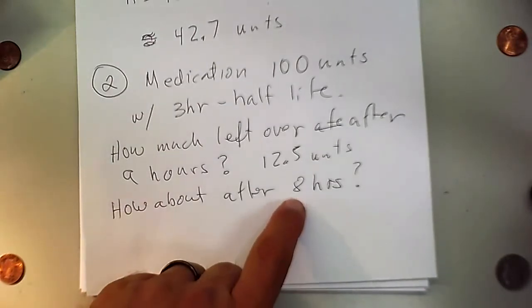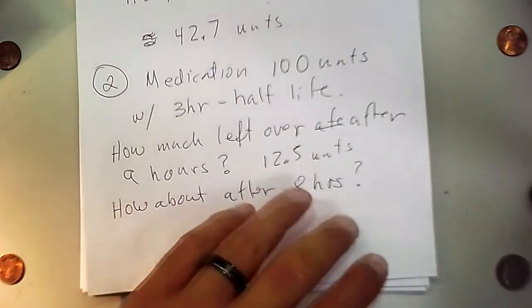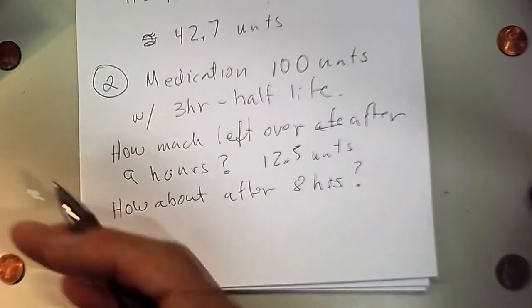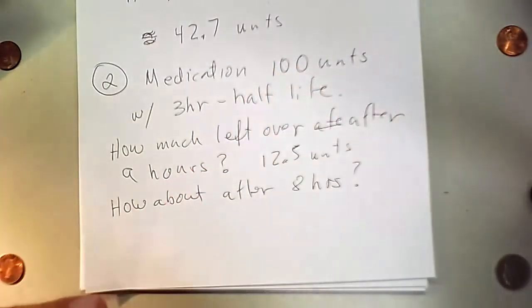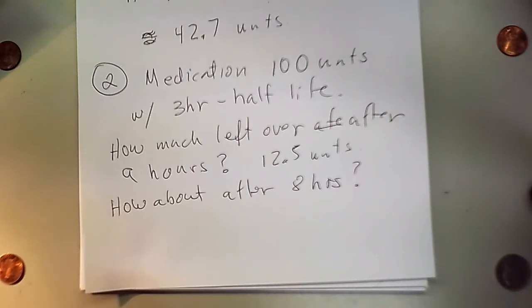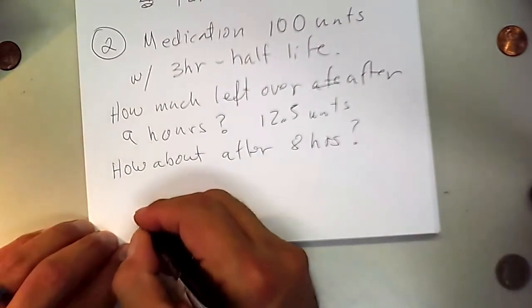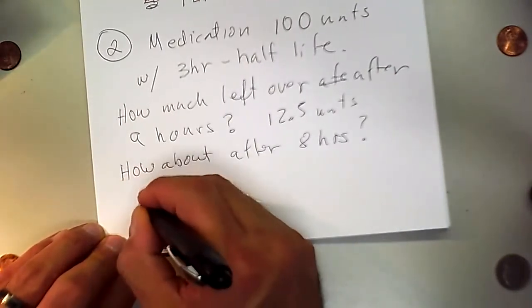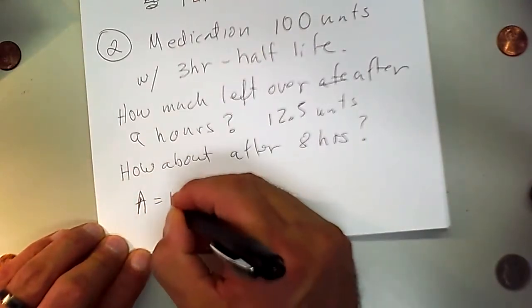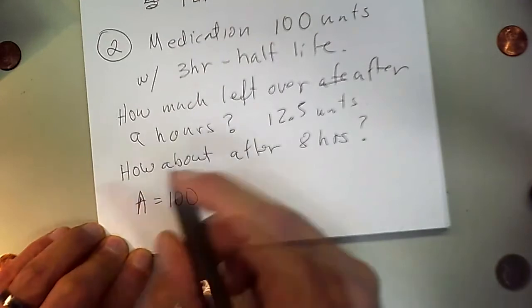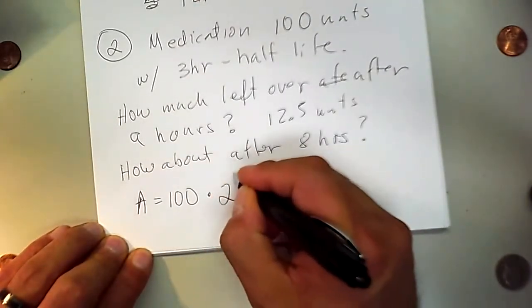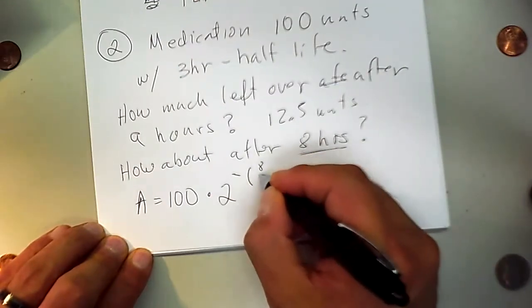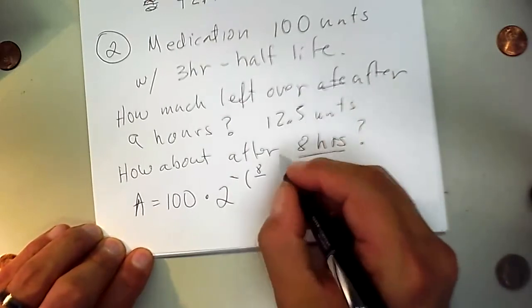So after 8 hours, we should have more, but how much more? And don't use proportions. Proportions will give us the wrong answer. Maybe when the time is very close, it will be a little okay, but let's just use correct exponential functions. So the amount is equal to the initial amount times 2 to the negative the time that we're looking at, 8, divided by the half-life rather.